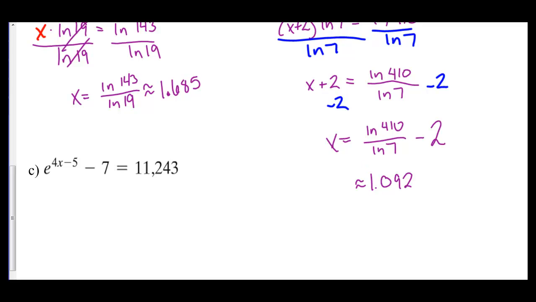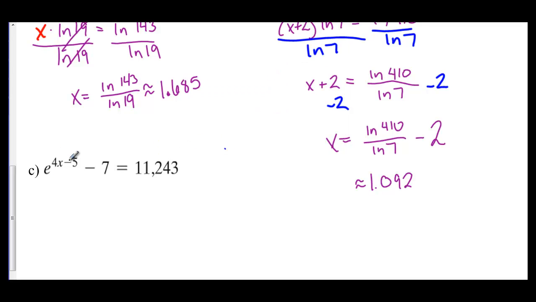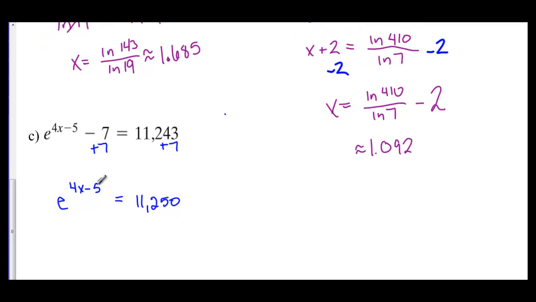All right, for our problem in C, this has an extra step. So we need to get the base and the power by itself on one side before we can take the natural log and use our power rule. So the first thing we're going to do is add the 7. So we're going to add 7 to both sides. And then that's going to leave us with e to the 4x minus 5 equals 11,250. Now that we have the base and a power all by itself on one side, now we can take the natural log of both sides.